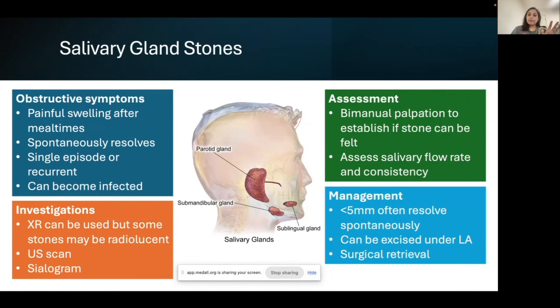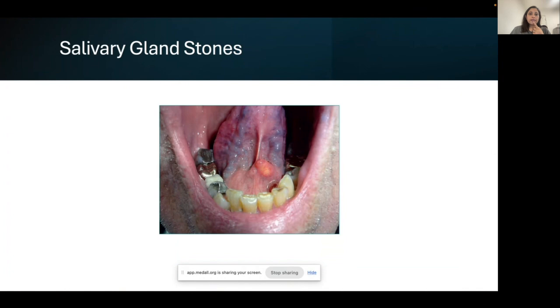If the stone is deeper inside and it's too difficult to get to, then they'll probably need surgical retrieval. And there's loads of different ways you can do that. You can go in through the duct with a basket and try to get the stone out. Or if it's really, really deep inside, they may need actual surgery and be put to sleep for it. So I hope that made sense.